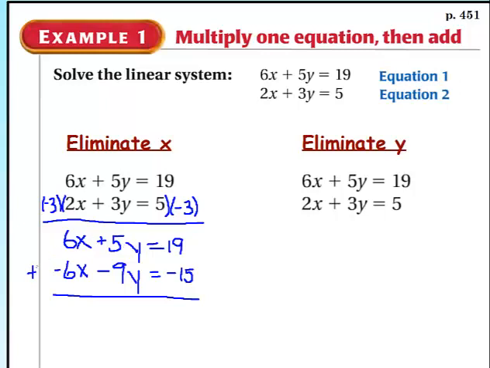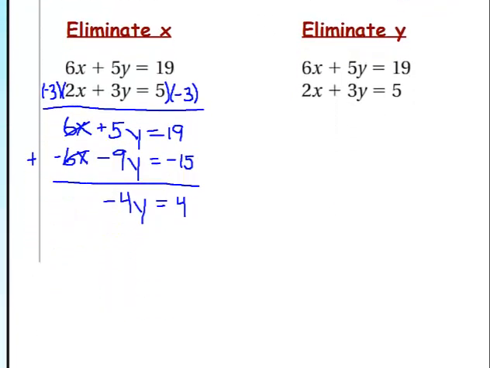And so 6x plus negative 6x, they cancel, giving me 0x. 5y plus negative 9y is negative 4y. And 19 plus negative 15 is positive 4. If I divide both sides by negative 4, that'll give me the solution for y, which is negative 1.